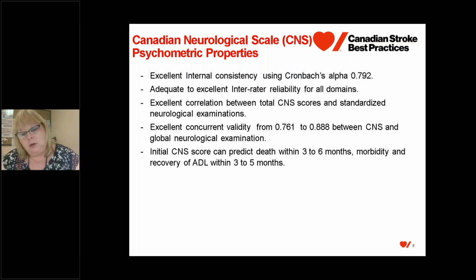The initial Canadian Neurological Scale score was found to have predictive validity in that the initial score could predict death within 3 to 6 months, morbidity, and recovery of activities of daily living within 3 to 5 months. For patients with an initial Canadian Neurological Scale score of 11 or more, 2.1% had died within 6 months, whereas of patients who had a score of 9 or less, 13.2% had died within 6 months.